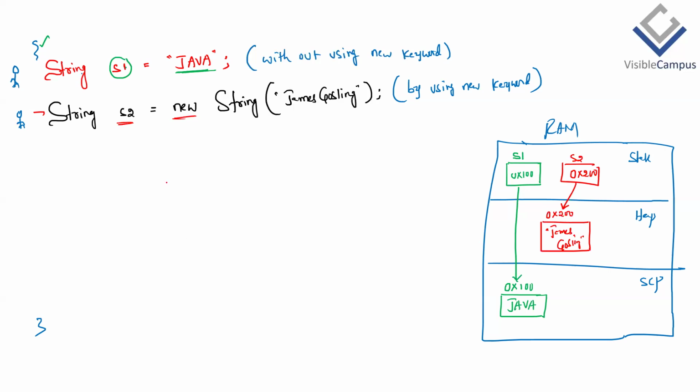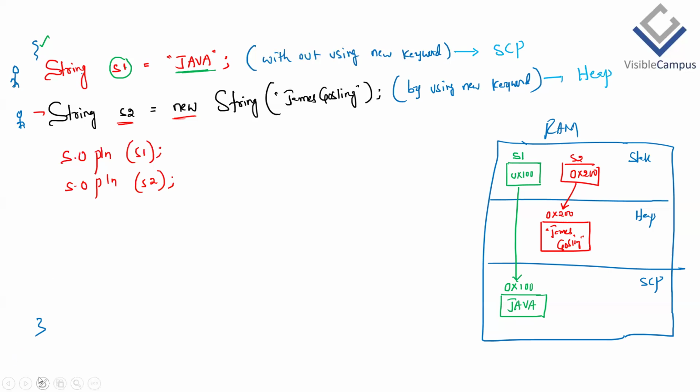This is the process. Once the data is loaded into memory, we can access it using the print approach with the variable names S1 and S2. The next difference is that when we create a string object without using the new keyword, it is created in the string constant pool. When you use the new keyword, it is stored in the heap segment of memory. That's the first difference.